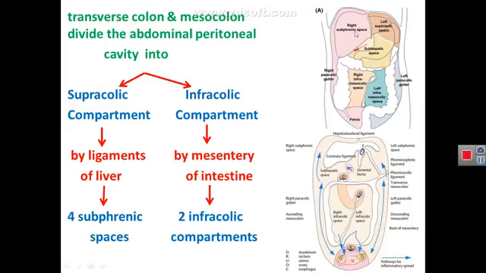You can see also here that the liver ligaments classify the supracolic compartment into 4 subphrenic spaces. This is a right anterior subphrenic space between the liver and the diaphragm. This is the left anterior subphrenic space between the diaphragm and left lobe of liver. This is the right subhepatic space, or called right posterior subphrenic space, or called hepatorenal pouch of Rutherford Morrison, while this is the left posterior subphrenic space, or called left subhepatic space, or called omental bursa, or called lesser sac.